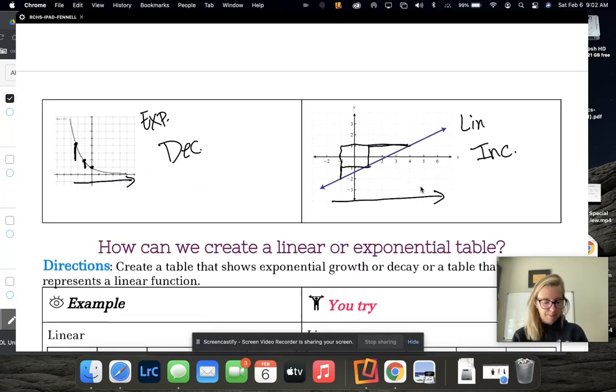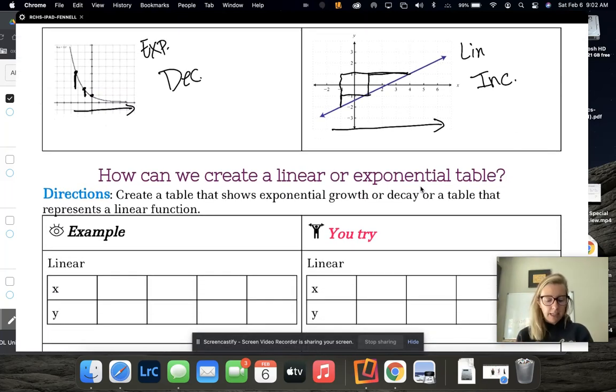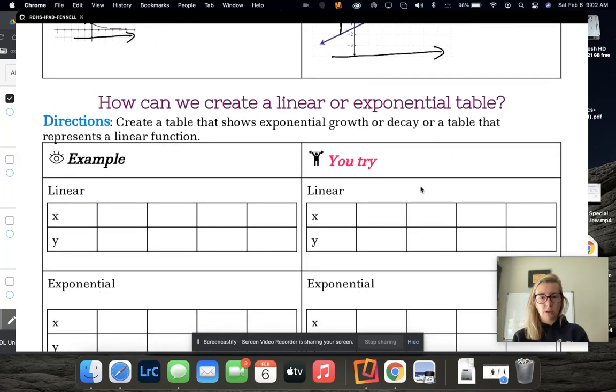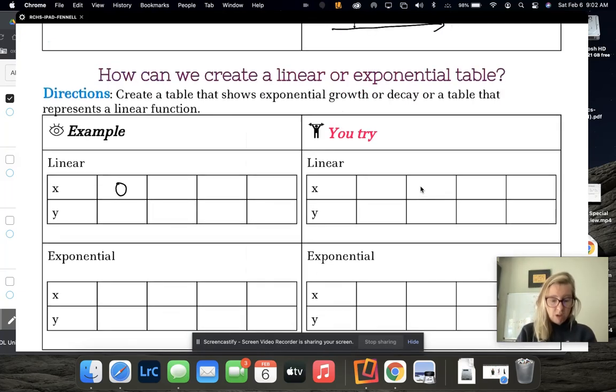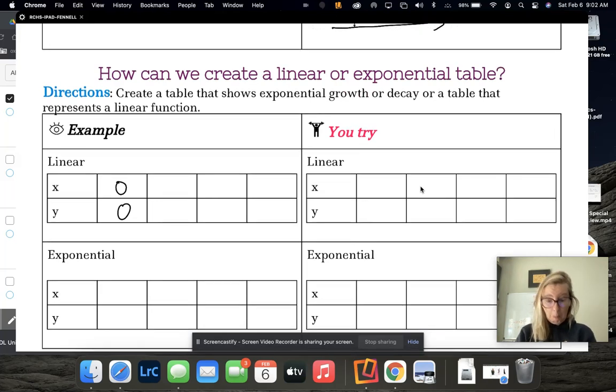Okay. All right. So how could we create a linear or an exponential table? So we want to do this to represent growth or decay. Okay, so don't worry, I got you. Okay, here we go. So a linear function, what's the key here? What's the most important part of a linear function? Constant rate of change, right? So it doesn't matter where you start. You can start at 0. Make your life easy. You start at 0, 0.